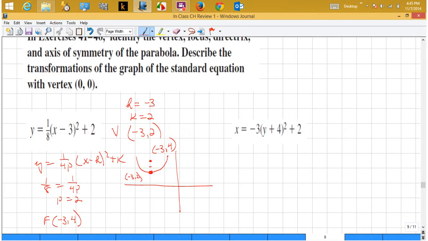Now my directrix would move, because p is 2, my directrix would move 2 in the other direction. Since this point is already 2, it's going to go down to this point right here, and the directrix is going to be the line y equal to 0.